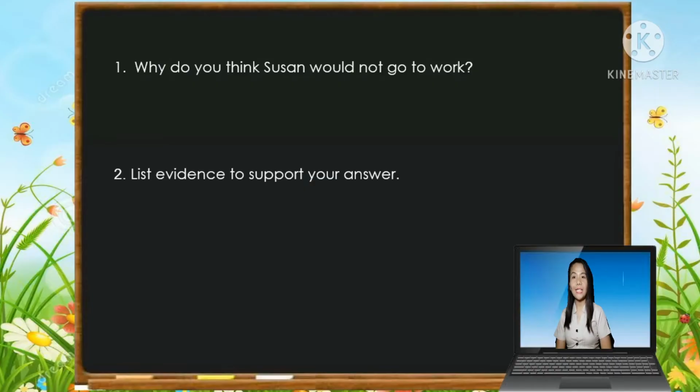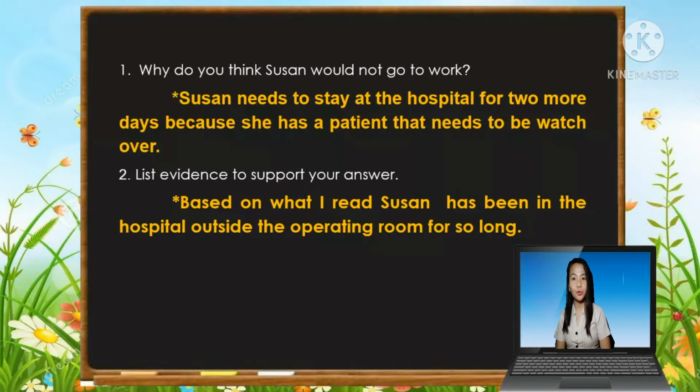Now, let us answer the question for passage letter A. Why do you think Susan would not go to work? What happened to her? And then, list evidence to support your answer. The answer is this. Susan needs to stay at the hospital for 2 more days because she has a patient that needs to be watched over. Very good! You got it right!